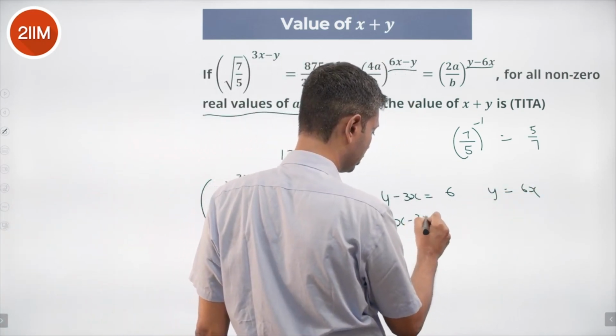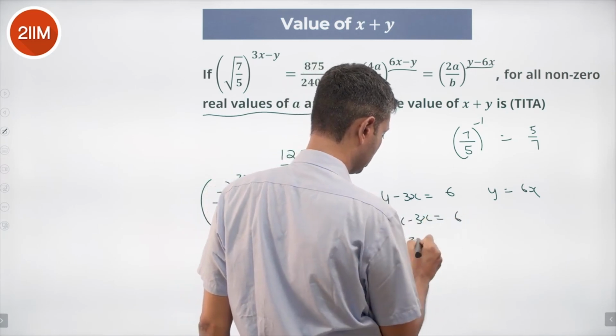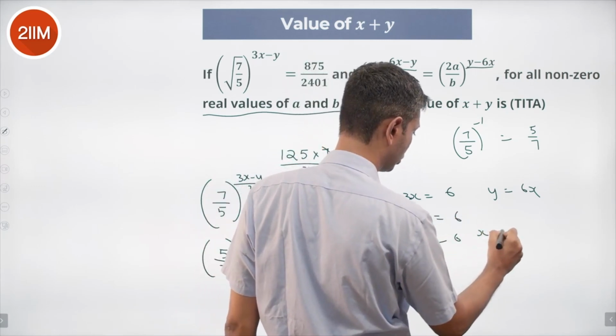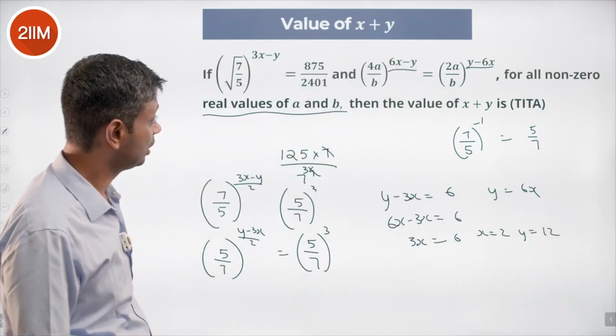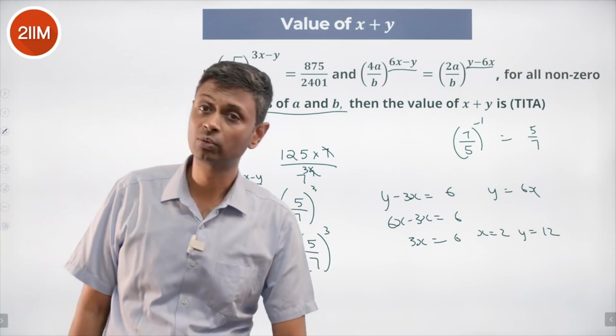6x minus 3x is equal to 6. 3x is 6, x is 2, y is 12. x equal to 2, y equal to 12 satisfies all of this. The value of x plus y is 2 plus 12, 14.